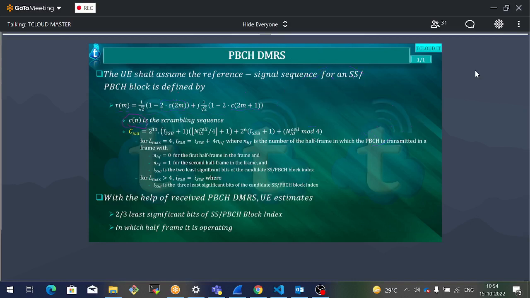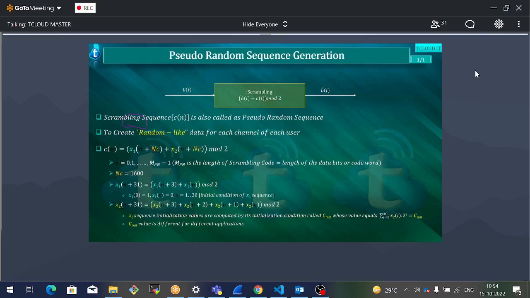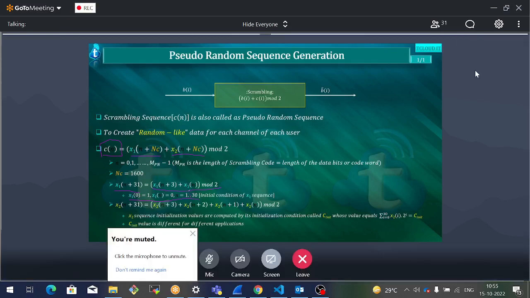C of n is the scrambling sequence. What is the scrambling sequence? In our previous session, we introduced this scrambling sequence, but we did not have the time to go through that entirely, so we skipped it. We'll go back. This is the scrambling sequence equation. To find the scrambling sequence, you need an x1 sequence and an x2 sequence, two mathematical sequences. The x1 sequence is computed by knowing the pre-order values, by substituting the pre-order values. The first 31 values are already identified. You substitute them and you get any number of x1 values.